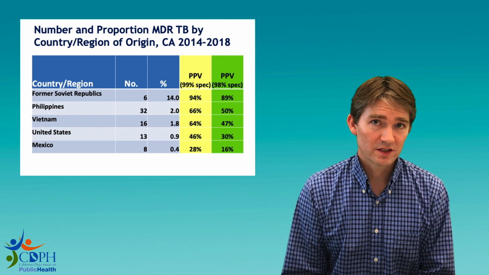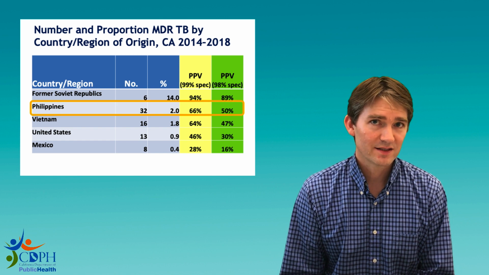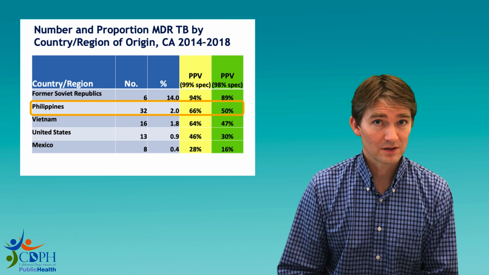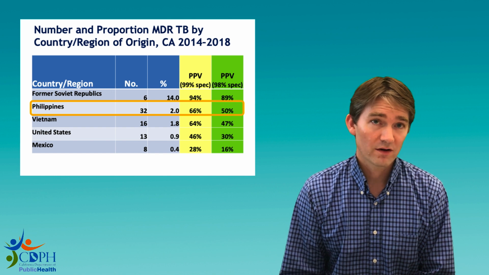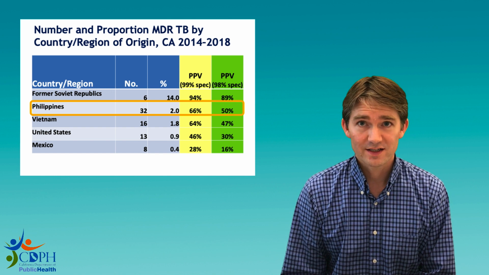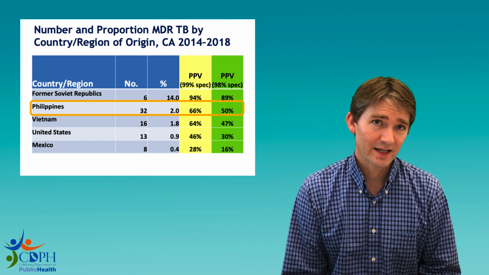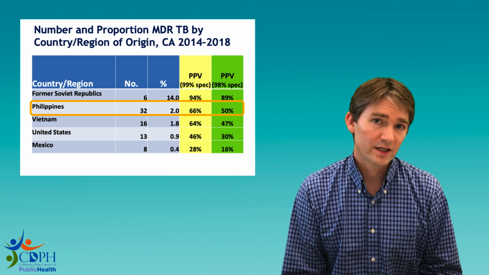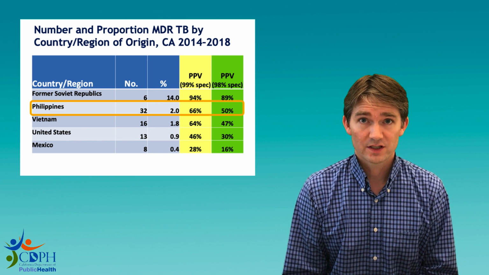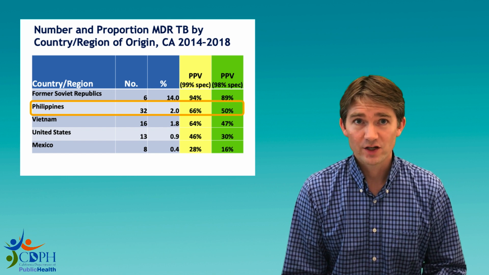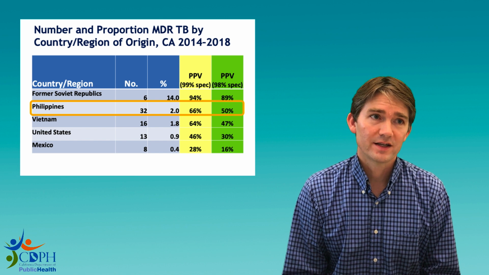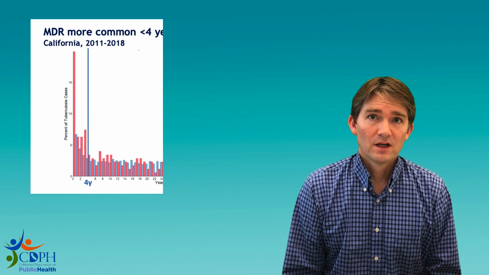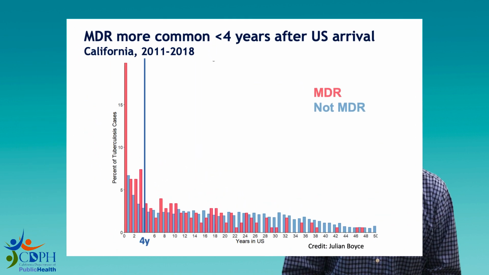But when the proportion falls to that threshold, like the Philippines at 2%, you can see the positive predictive value is getting towards 50%, or like a coin flip. And it's even lower for countries like Vietnam, United States, and Mexico. So just keep these data in mind when you are either thinking about MDR TB risks and wanting to order a molecular test for resistance, or when you have a result and you're trying to interpret whether this requires a clinical response.